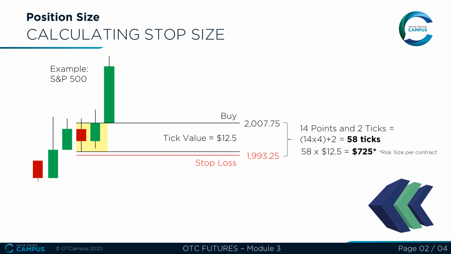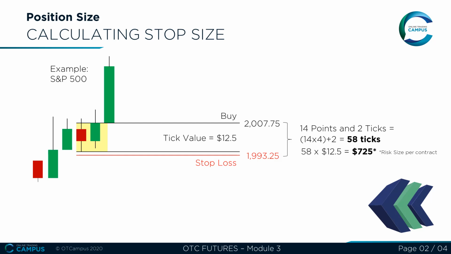Step number 2. Let's assume you find this demand zone on the S&P 500. Your entry is at 2007.75 points and your stop loss at 1993.25 points. To calculate stop size, you need to be aware of tick increment, tick value, point value, and ideally the amount of ticks required to 1 point. All of the values you can get from our cheat sheet. Tick increment on the S&P 500 is 0.25, tick value $12.50, point value $50, and the required ticks for 1 point is 4.